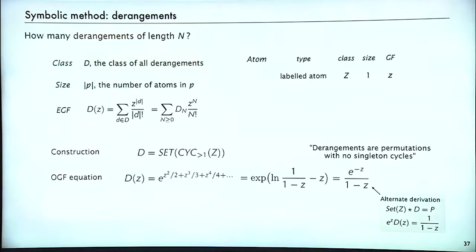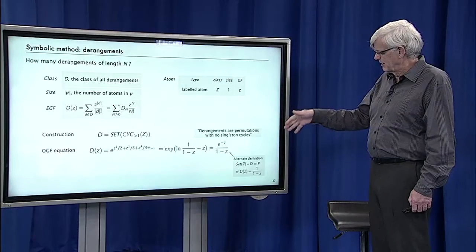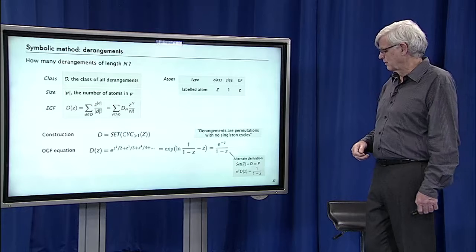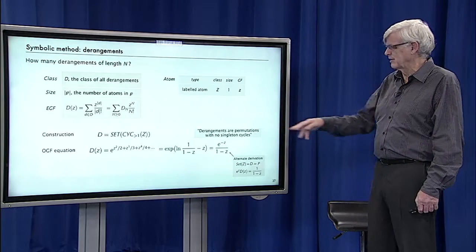Another way to derive it, which maybe is even easier to understand, is to say: what is a permutation? A permutation is a set of singleton cycles crossed with a derangement. That's another way to phrase it. And then that immediately translates to e to the z times D of z equals 1 over 1 minus z, and solving for D of z, you get the same result.